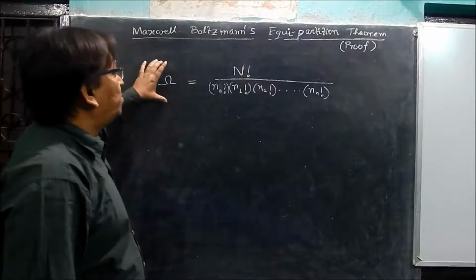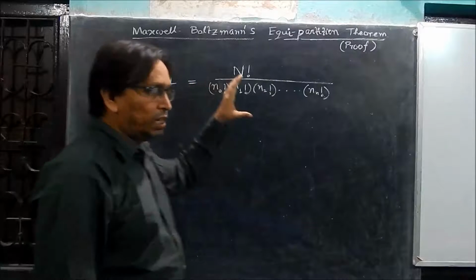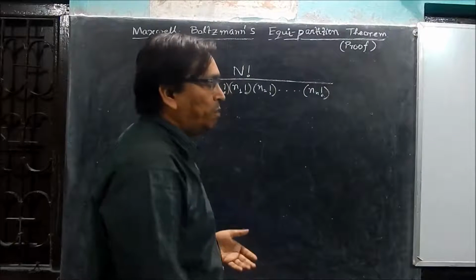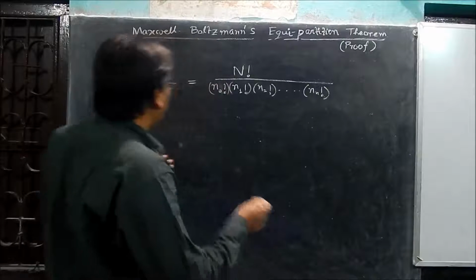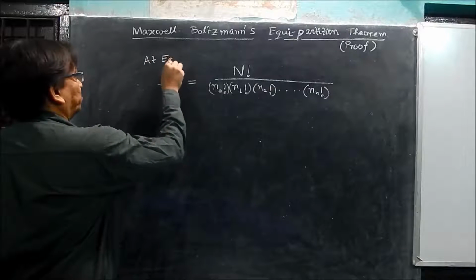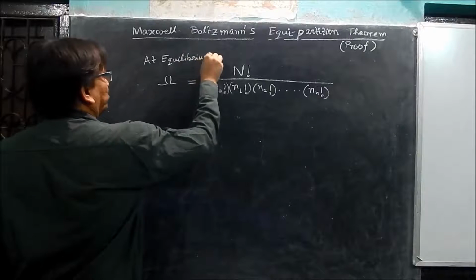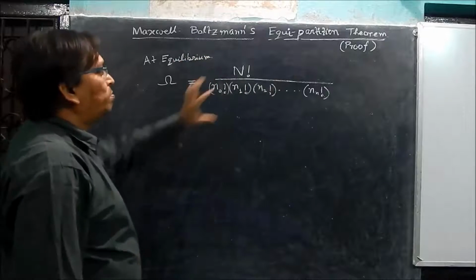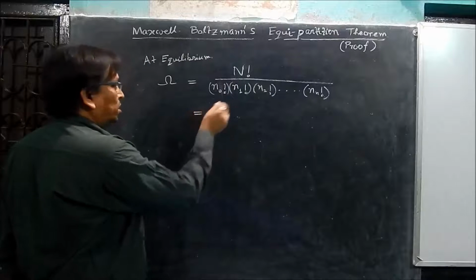Now you have to maximize this thing. If you maximize this, you can get the maximum chance of having the particles in equilibrium. So this is the condition at equilibrium. Calculating how to maximize this is not so easy, so let us take some symbolic notation.